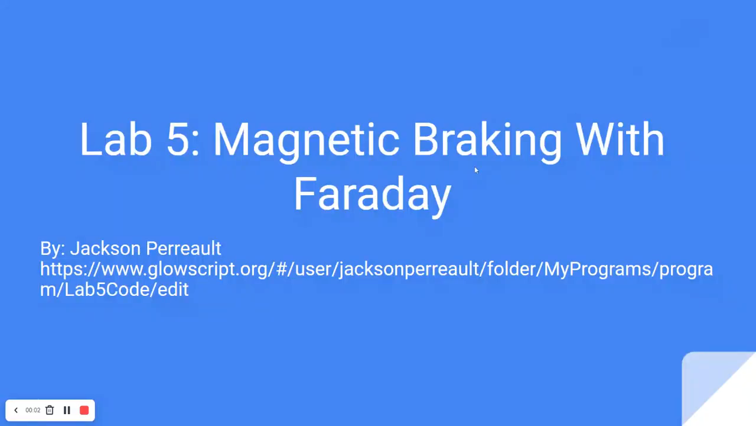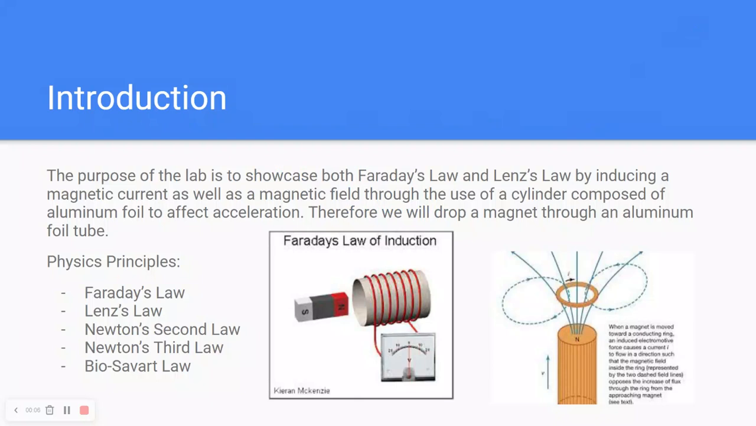So today I'm going to be talking about Lab 5, Magnetic Braking with Faraday. So start off with the introduction. The purpose of this lab is to showcase both Faraday's law and Lenz's law by inducing a magnetic current as well as a magnetic field with the use of a cylinder composed of aluminum foil to effect acceleration. Therefore, we will be dropping a magnet through an aluminum foil to calculate and test Faraday's law of induction.